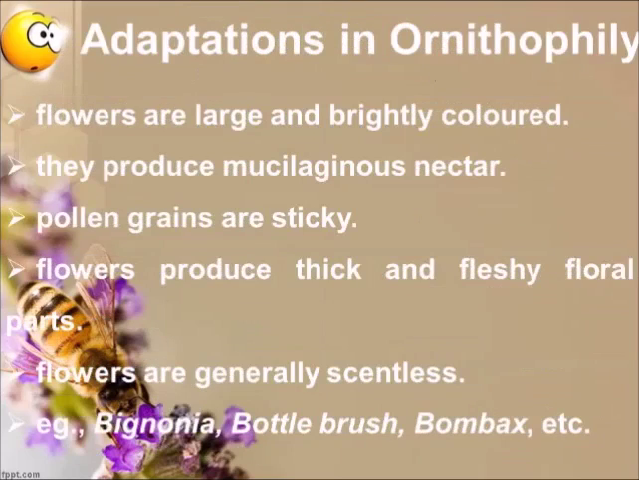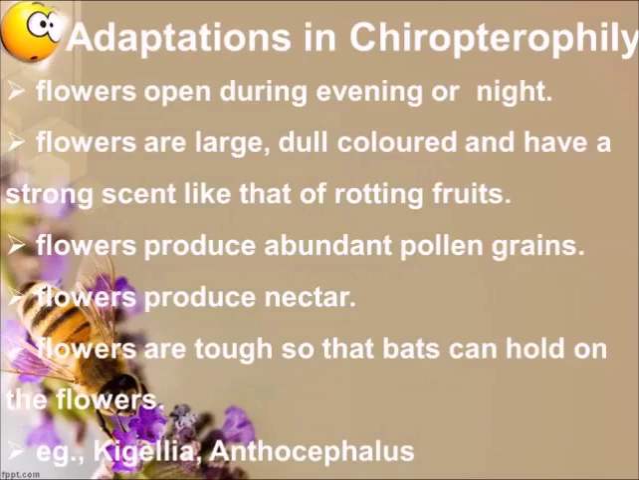The stigma has a sticky coating so that pollen sticks to it. Pollination by birds also involves certain adaptations: flowers are large and brightly colored, they produce mucilaginous nectar, pollen grains are sticky, and flowers produce fleshy and thick floral parts. Flowers generally do not produce scent in this case. Plants like Bombax, Bignonia, and bottlebrush show ornithophily.